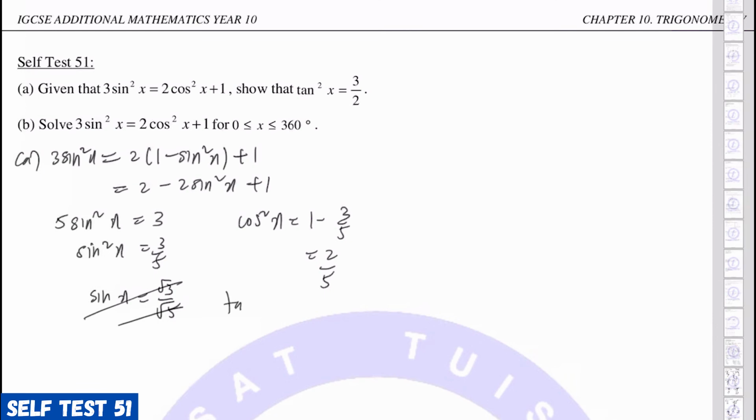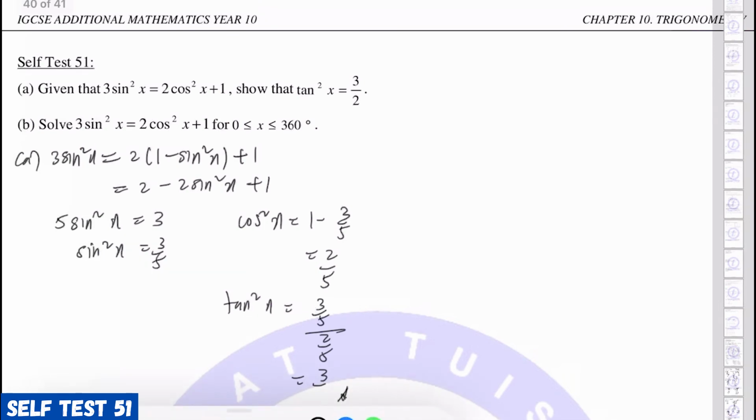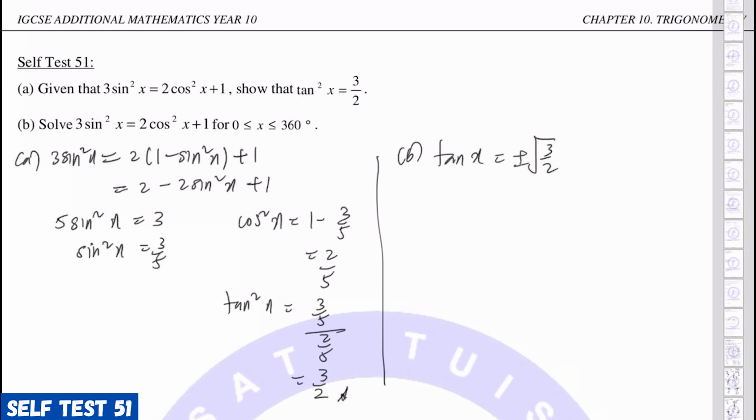So tangent square is basically sine square divided by cos square, which is just 3 over 5 over 2 over 5. Get rid of the fraction, 3 over 2. Okay, so there you go, 3 over 2. And how do you solve for part B? Very easy. Use this result, square root this. Whenever you square root, please put a plus minus root 3 over 2, right? Reference angle. My reference angle should be 50.8.